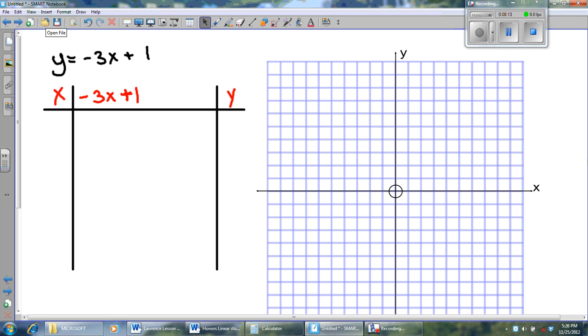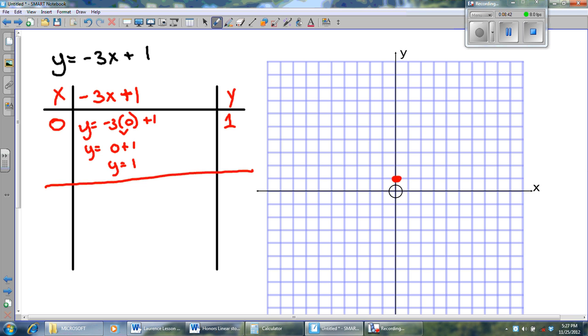All right, here we go. I'm going to plug 0 in for x. My equation is y equals negative 3x plus 1. And I'm going to get y is going to equal negative 3 times 0 plus 1. I'm going to solve y equals 0 plus 1, so y equals 1. Put my 1 in over here, so the point 0 in the x direction, 1 in the y direction is on the graph.